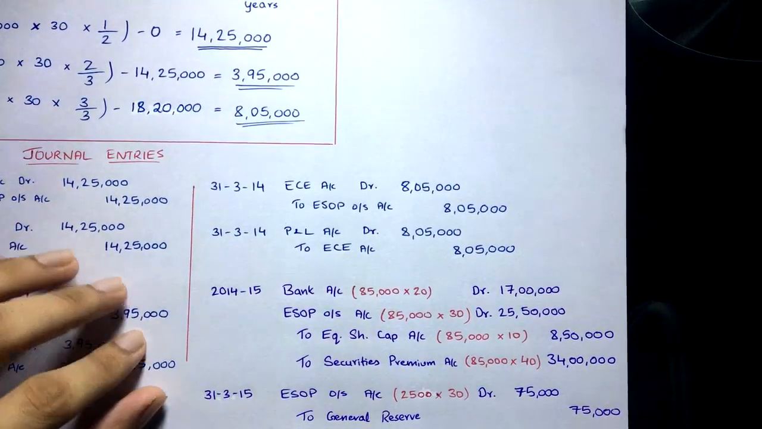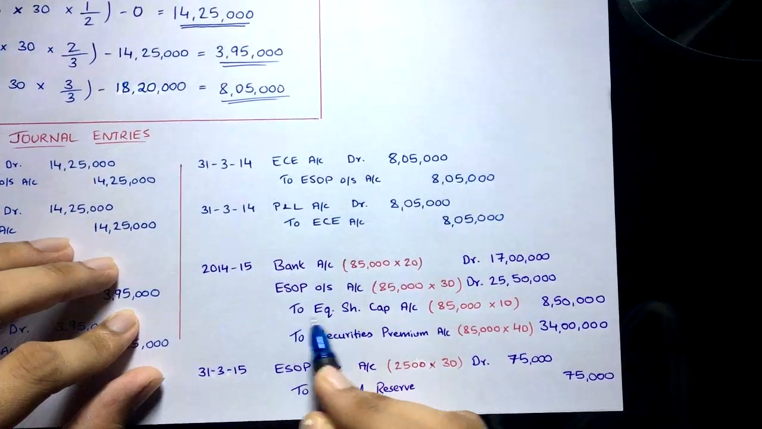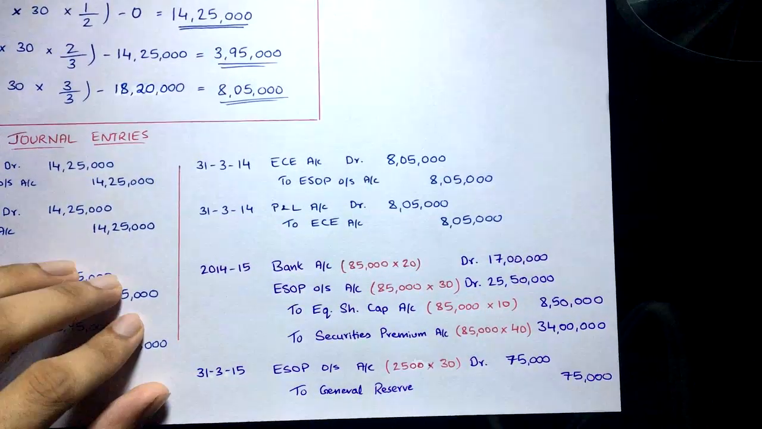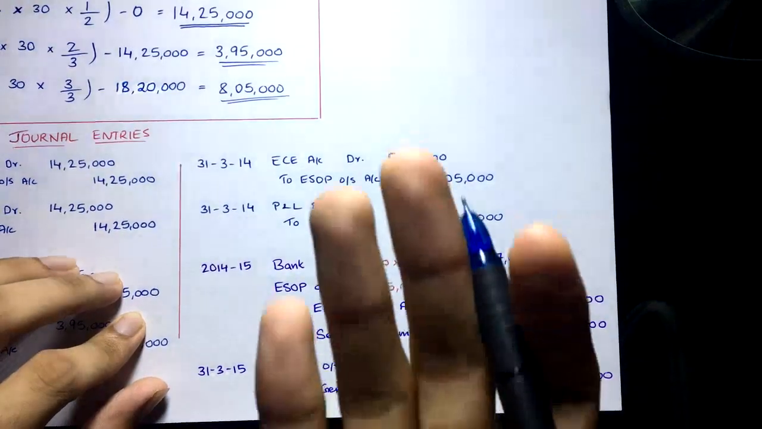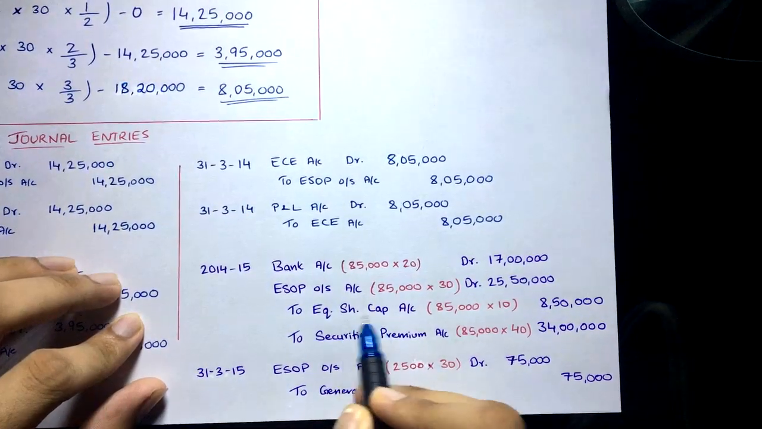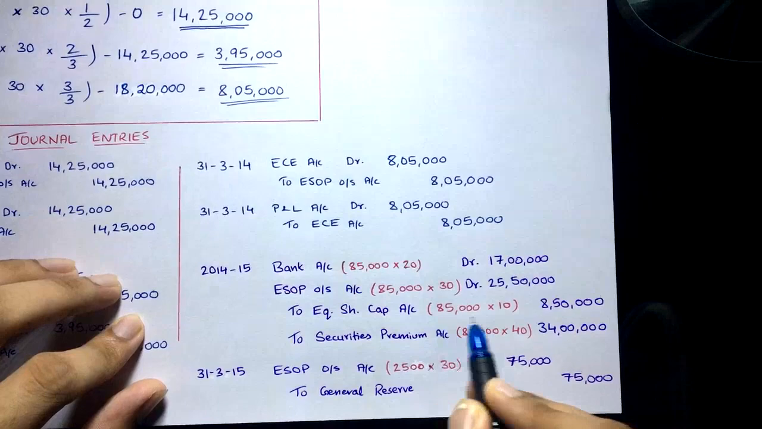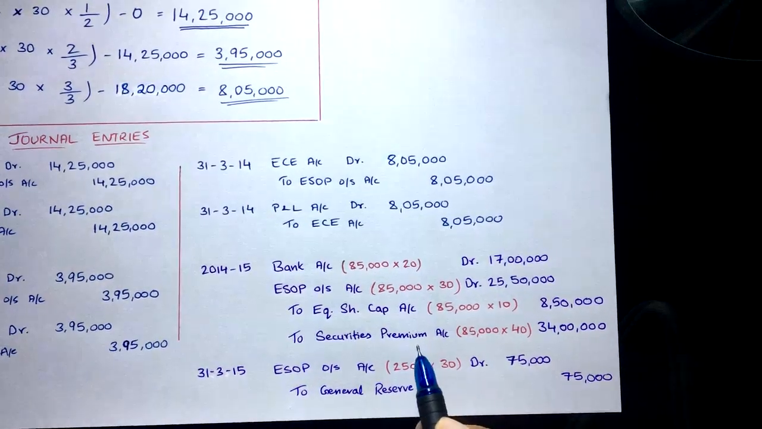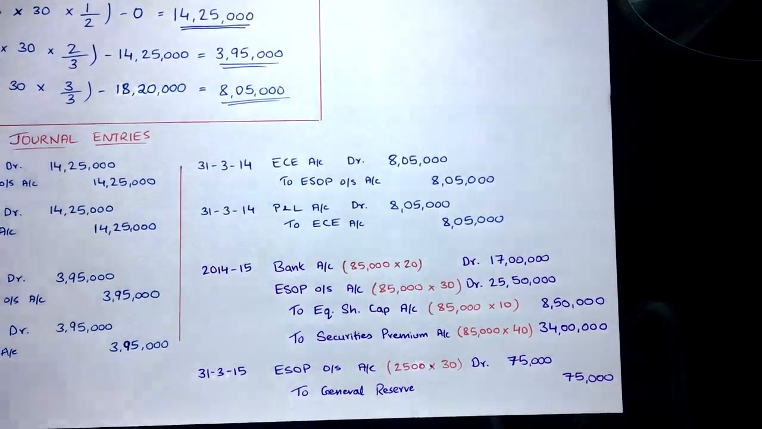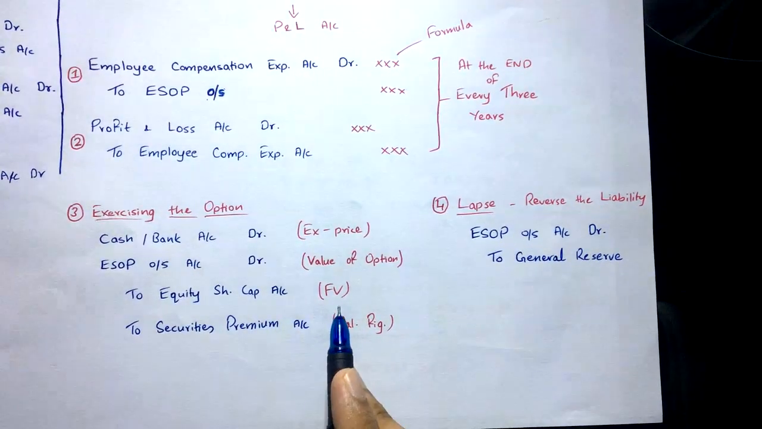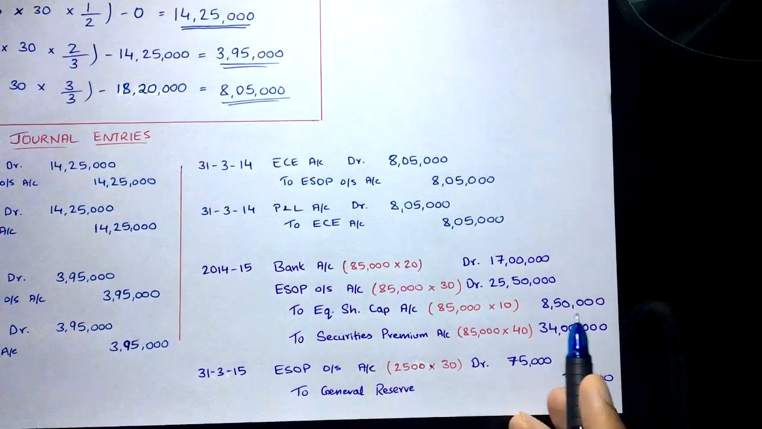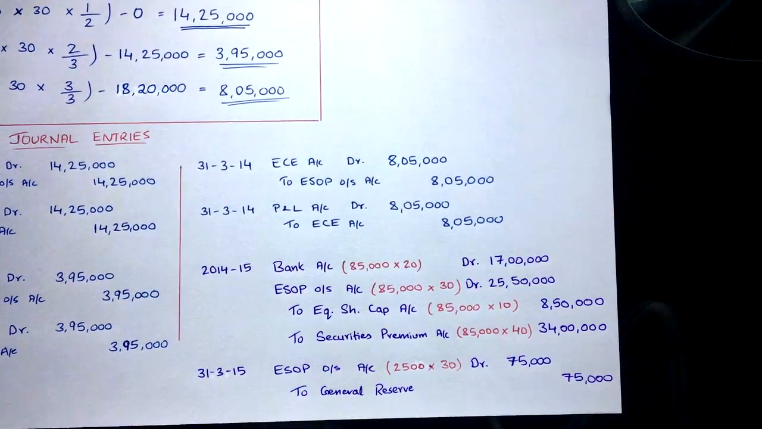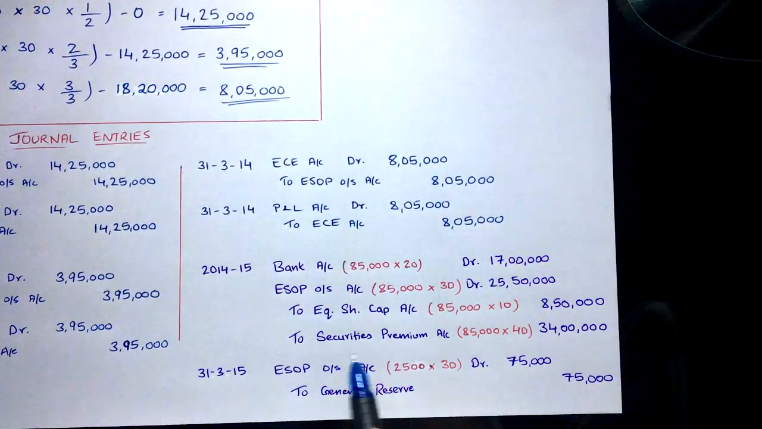So ESOP outstanding is always on value of option. Then what you're giving them is shares, not cash. You are giving them equity shares, so the equity share capital account you are going to credit. Your capital will increase because you are issuing more capital. 85,000 options have been exercised, but in the equity share capital account only the face value will go. 85,000 into 10 is equal to 8,50,000. But whatever extra amount there is will go to securities premium.